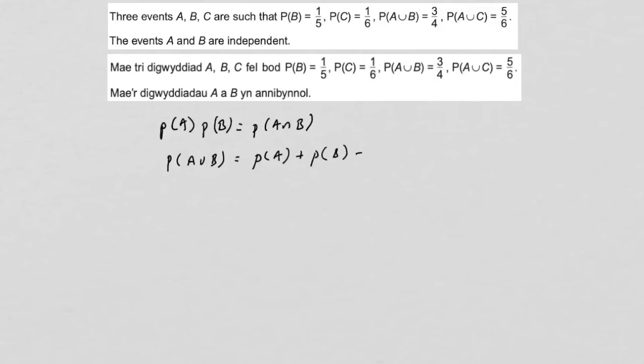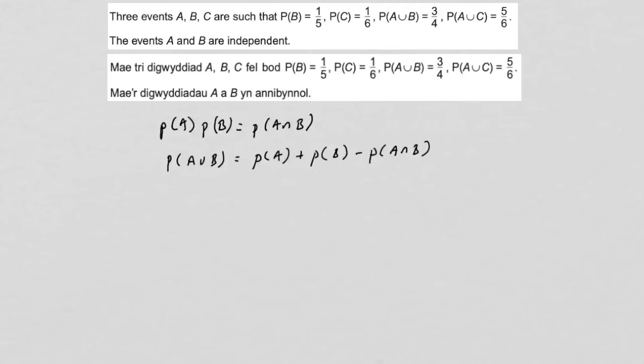So for this question, we know that A and B are independent, which means that P of A times P of B is equal to P of A intersection B. That comes directly from the definition of independence. We also have the main formula which connects all the probabilities, and this one is in your formula booklet should you need it. Hopefully you'll have done enough practice to know it.